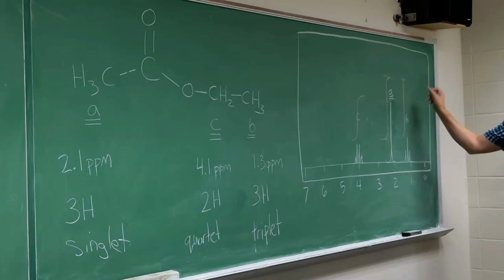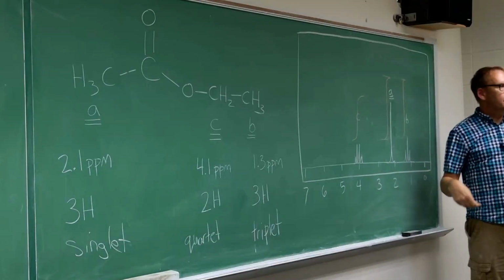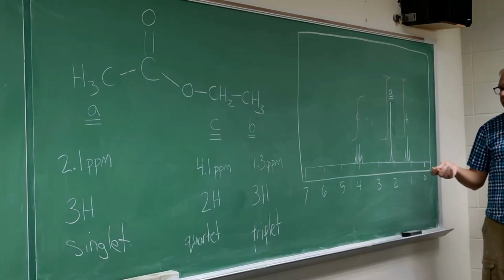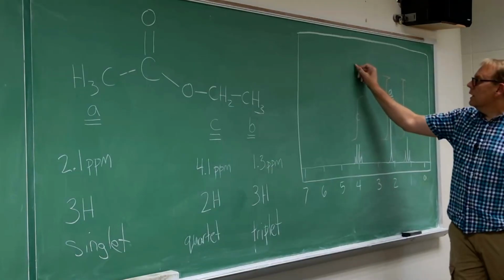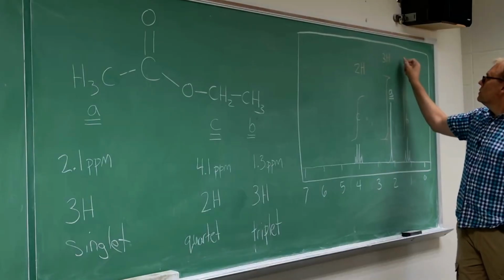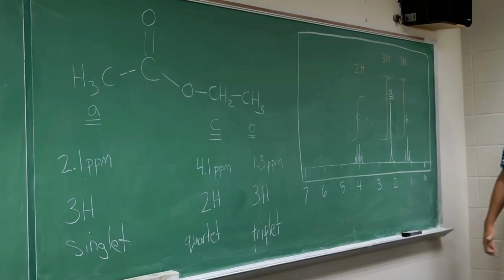So if you got your ruler out and you measured the heights of these traces and figured out the ratio based on the heights of the traces, that would give you the relative number of H's. It would be a 2H to 3H to 3H ratio. So that's in the forward direction. That's like if you've got a molecule predicting its spectrum.